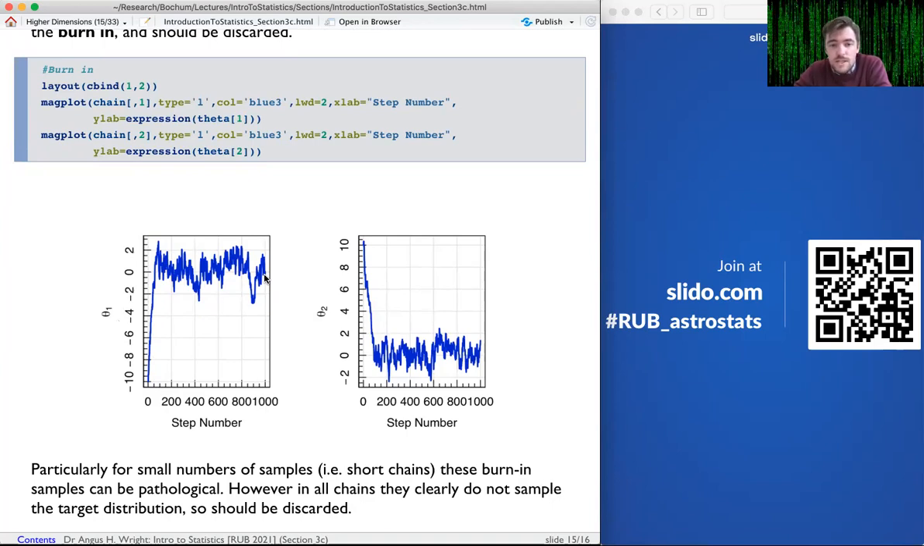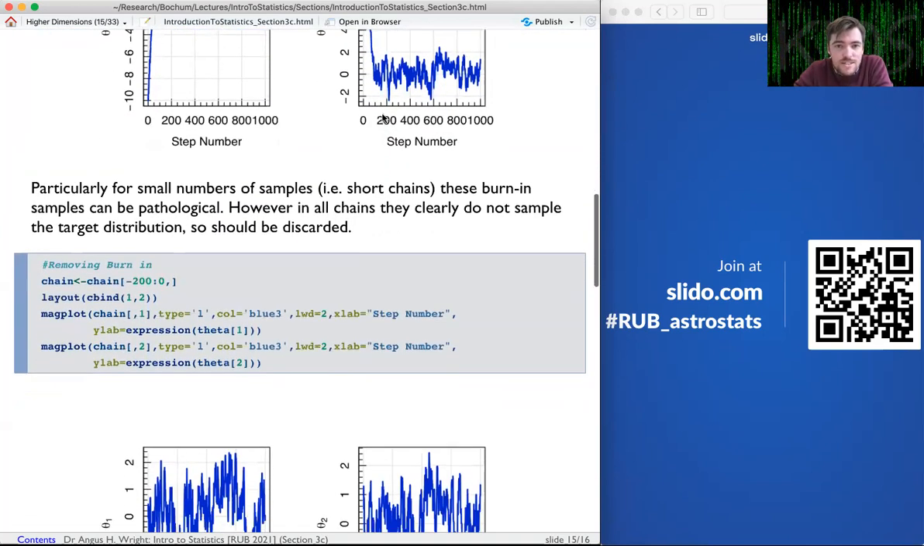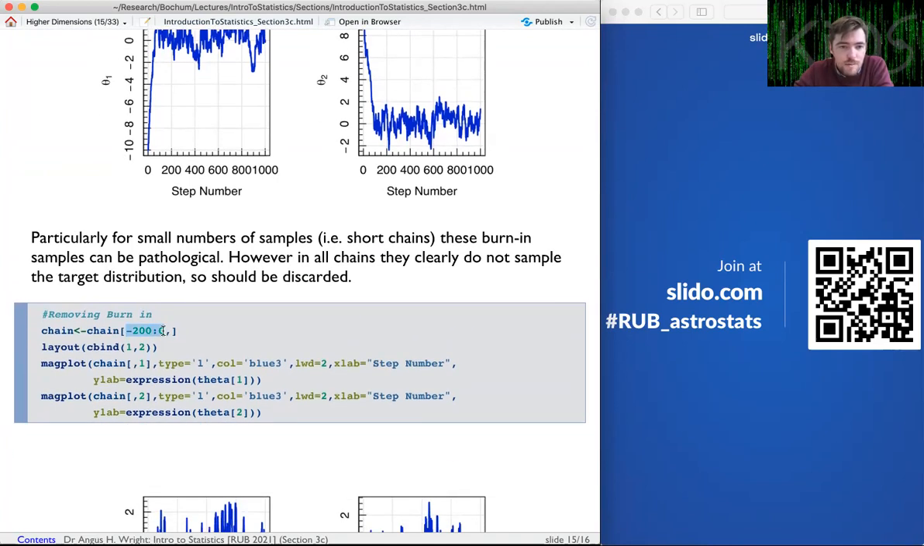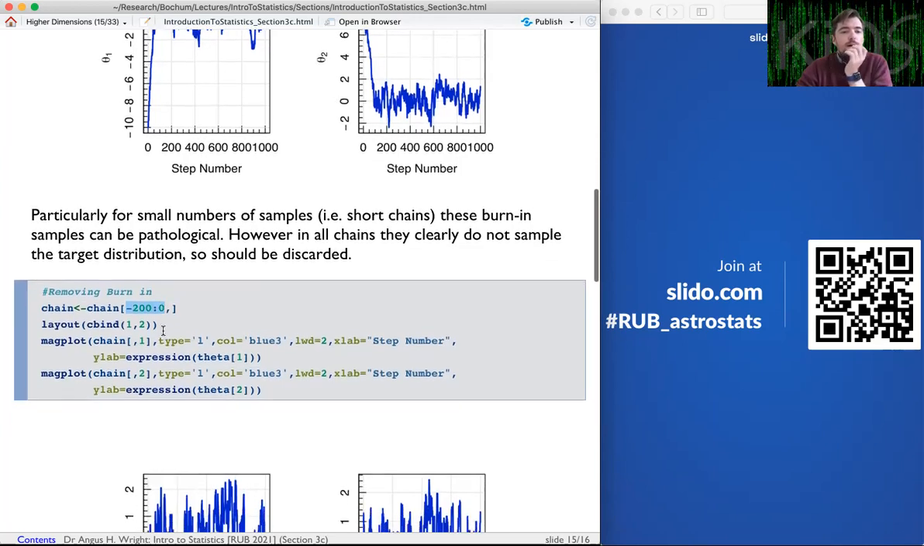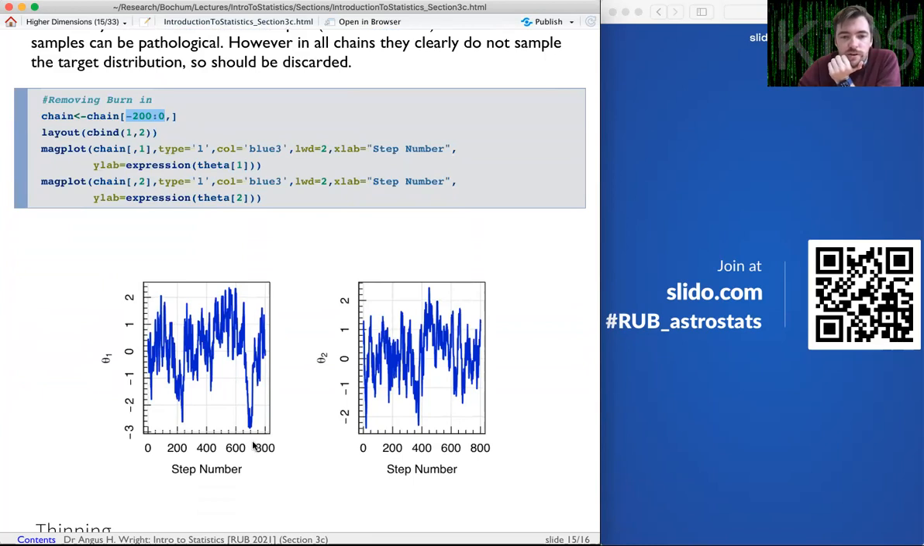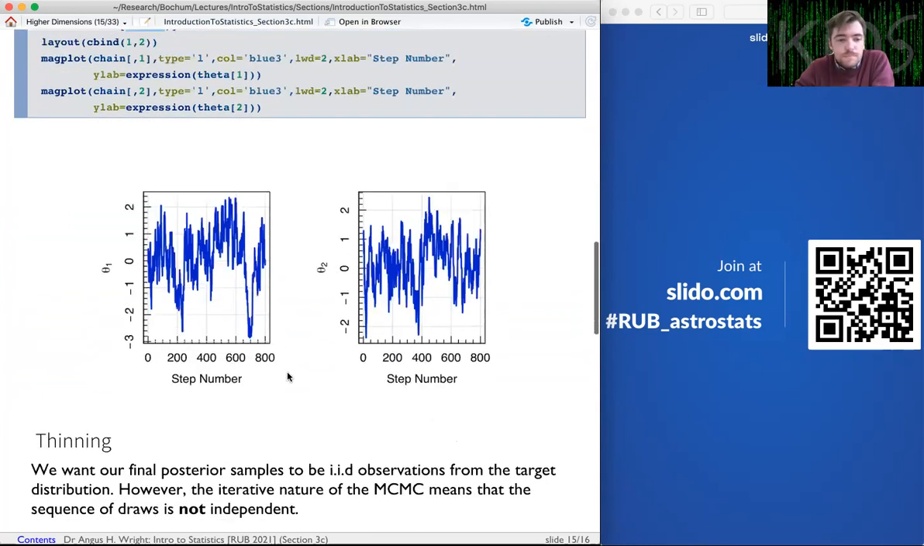So the first thing that we have to do in a Markov chain Monte Carlo, when we have our posterior samples, is get rid of the burn-in. We pick a point that's well and truly beyond the burn-in, let's say 200, and throw away every sample before that, removing every sample from 0 to 200. We then plot our chain, and this is our actual posterior samples that we're interested in.